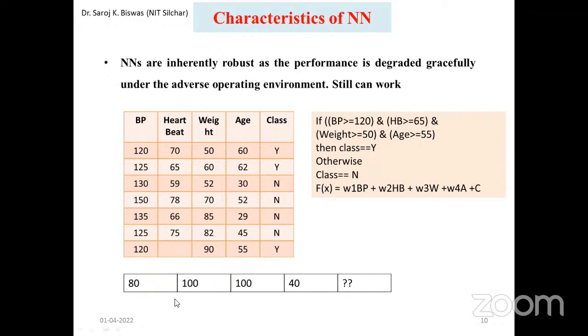But still, if this input is given to the neural network, it can still produce some output. It doesn't mean that it cannot produce the output. Therefore, we can say neural network is robust. When we talk about robust, whether the output will be exactly right or wrong, we cannot guarantee. But we can say there can be a certain kind of output, even in adverse conditions, because these conditions are adverse. Here we have 80, here we have 100, here we have 100, right?